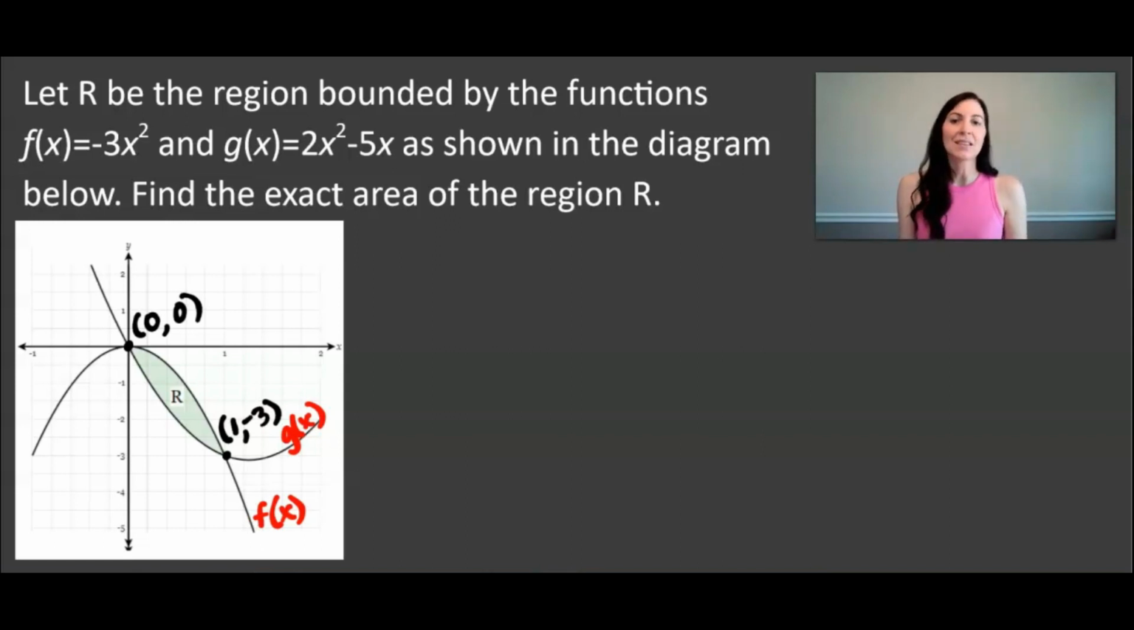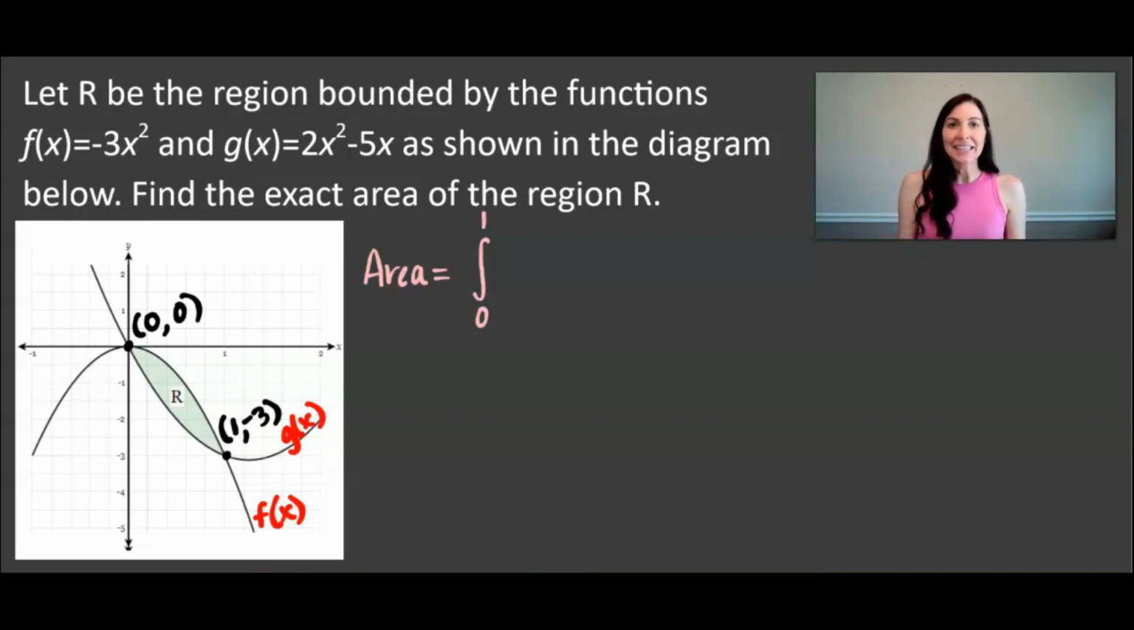If they weren't so easily found like that, you would either need to set the functions equal to each other and find those intersection points using algebra, or you would want to plug both of those functions into your graphing calculator and calculate the intersection points. The reason I need this is because when I find the area, I'm going to use an integral, and I'm going to add up an infinite amount of teeny tiny rectangles from the very first x value of 0 all the way to the end of the region, which has an x value of 1.